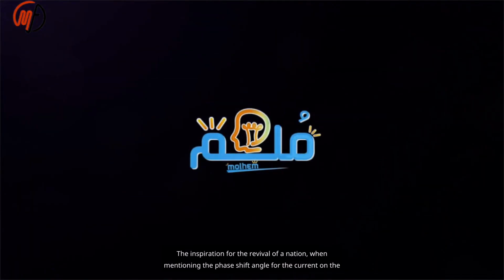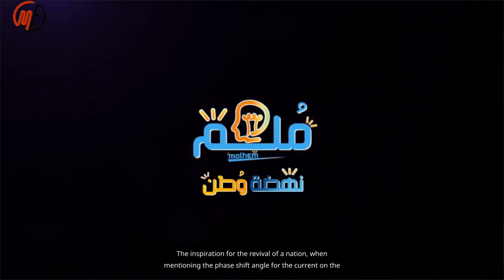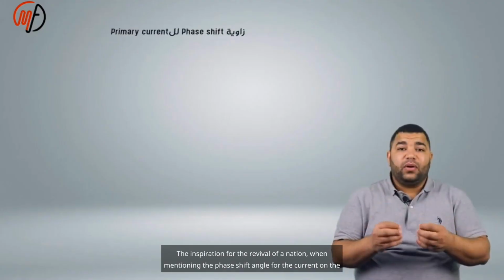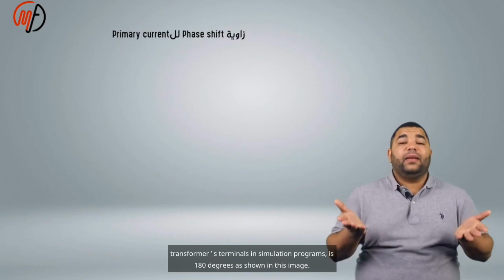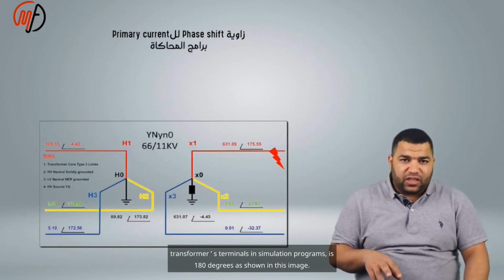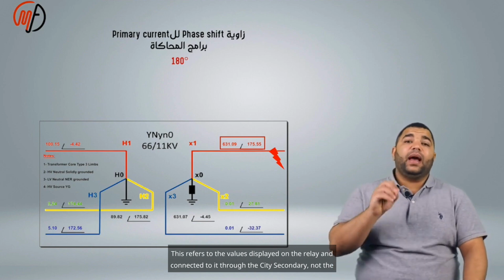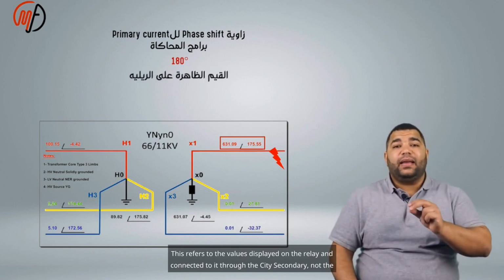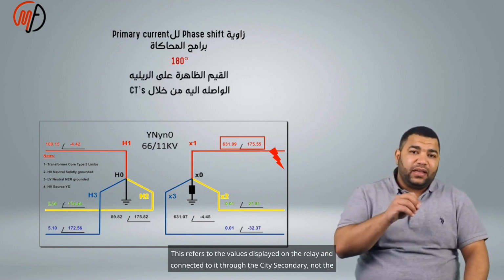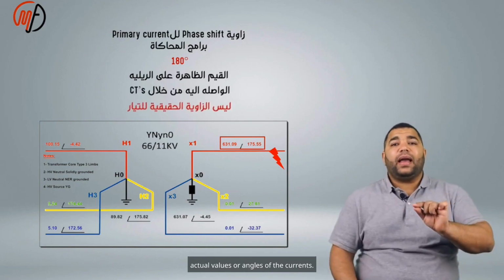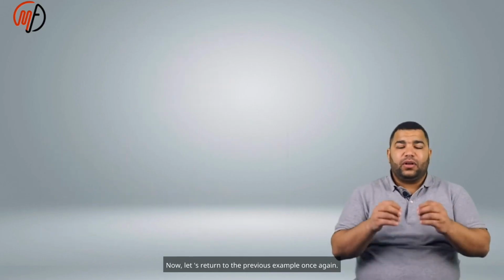The phase shift angle for the current on the transformer's terminals in simulation programs is 180 degrees, as shown in this image. This refers to the values displayed on the relay and connected to it through the CT secondary, not the actual values or angles of the currents. Now let's return to the previous example once again.